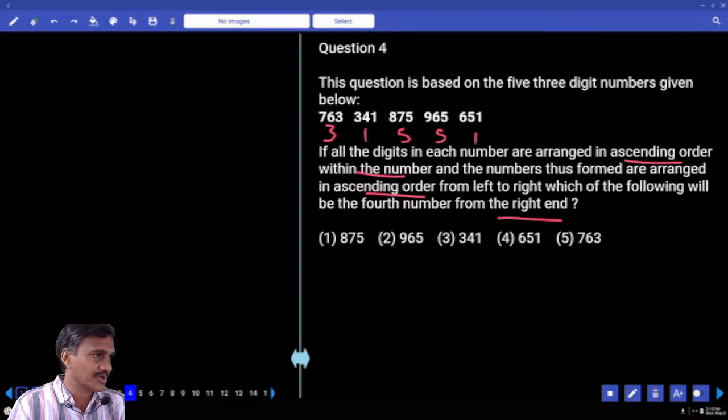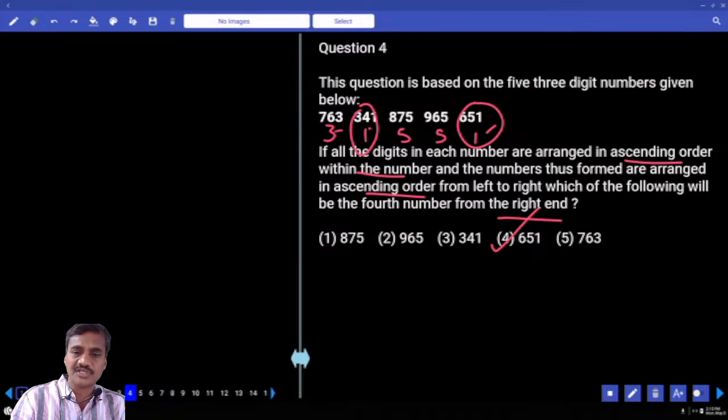This is 1. Which comes at the first place? The lowest digit comes at the first place. Hence 1 and 1. Otherwise this is 156 and 134. 134 is the first from the left, and 156 is the second from the left. And 651, that is the choice for question number 4. Rather than writing out each and every number, this is how you need to work it out.